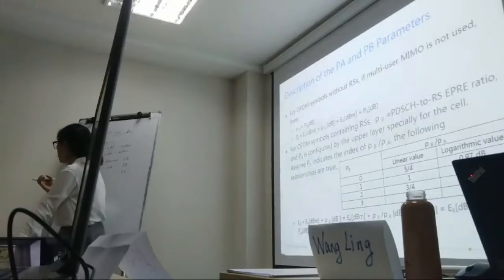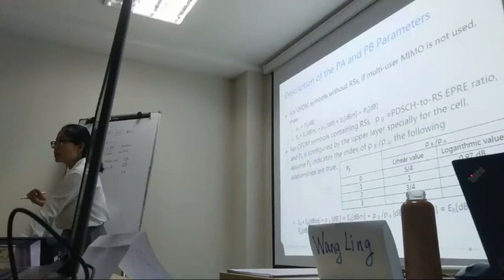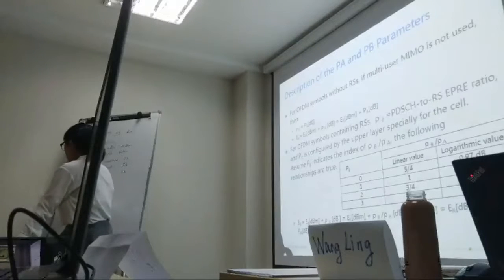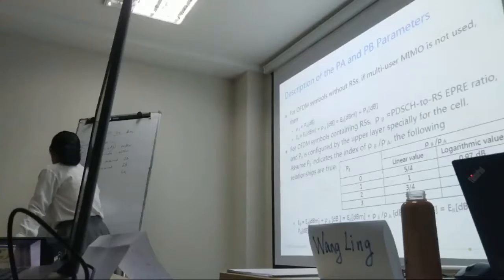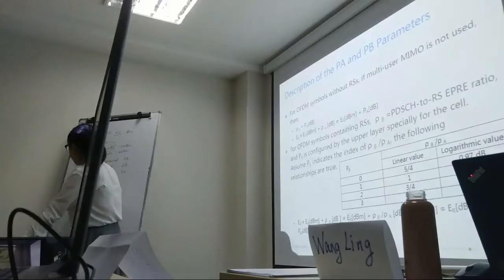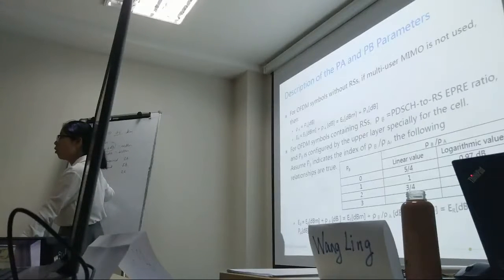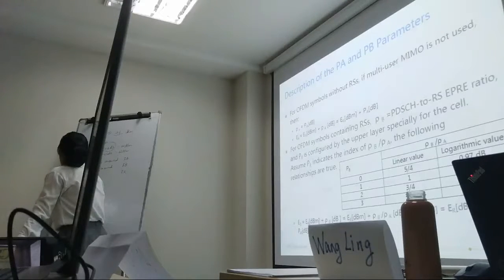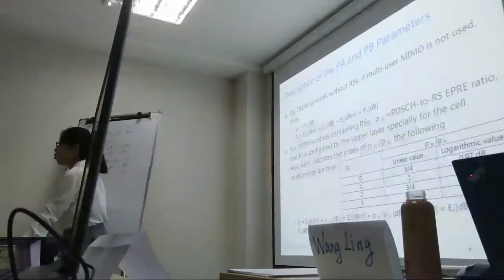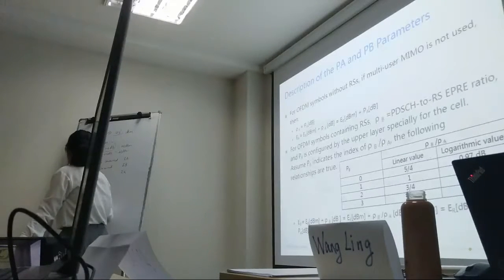But in our system, we don't use rho A and rho B directly. We change it to PA and PB. PA and PB we also talk about. So how do we change rho A, rho B to PA, PB? For PA, this value equals rho A. But rho A is a linear value, so we want to change it to the log value. So the PA actually equals rho A, but it's the log value.